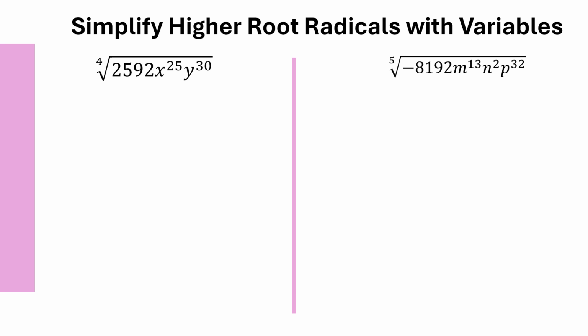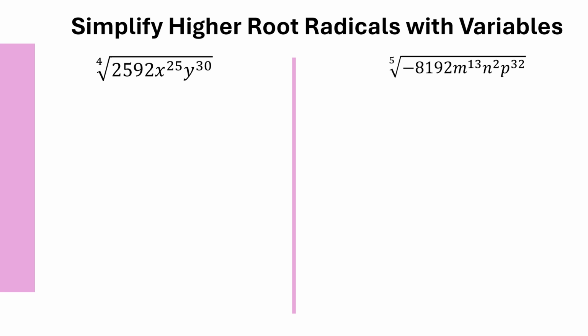To simplify higher root radicals with variables, the process is very similar to simplifying square roots with variables. The only difference now is that the index number is not 2. It's going to be higher, so it can be 3, 4, 5, or 6 continuous. So let's look at our first problem.